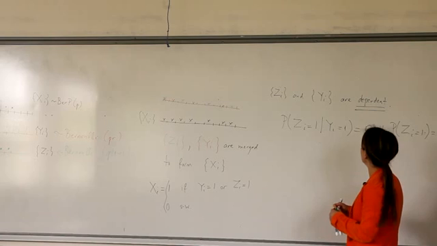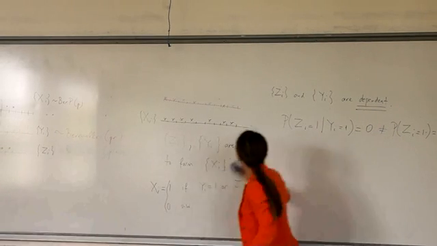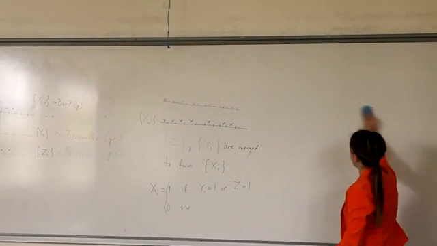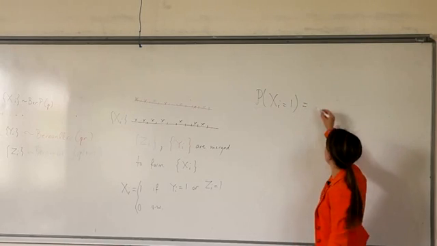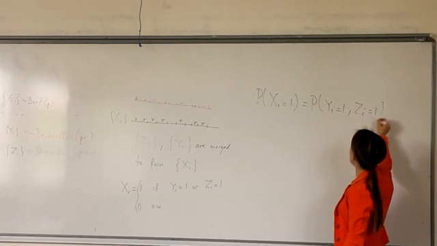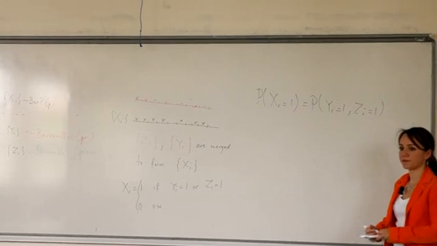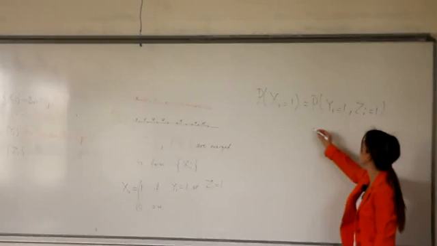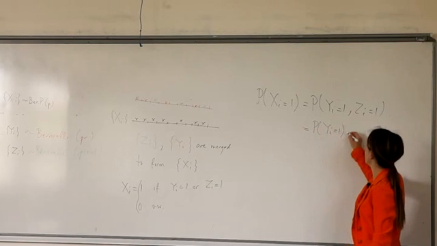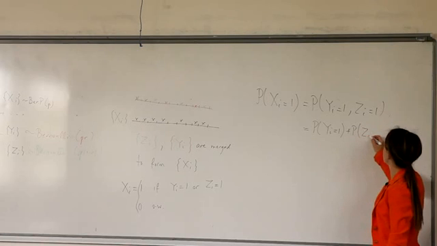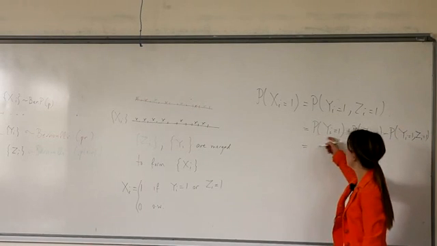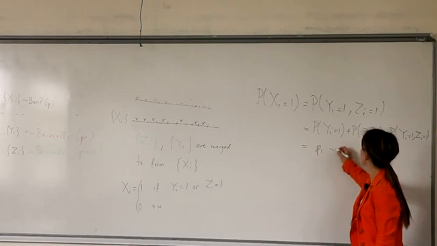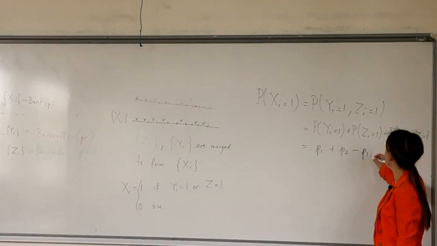So let's compute the probability of x sub i being equal to 1. The probability that x sub i is 1 is the probability that y sub i is 1 or z sub i is 1. Are these disjoint events? They're not disjoint. Okay? So the probability of their union is the sum of their probabilities minus the probability of their intersection. Okay, so the probability of y sub i being 1 is p1. This is p2, and subtract p1 times p2.